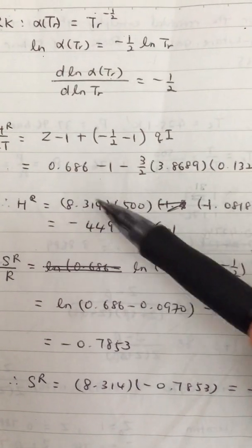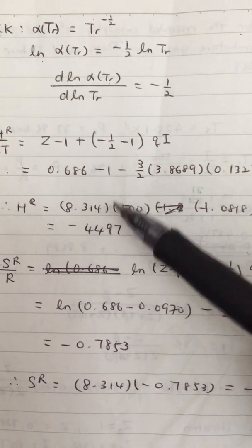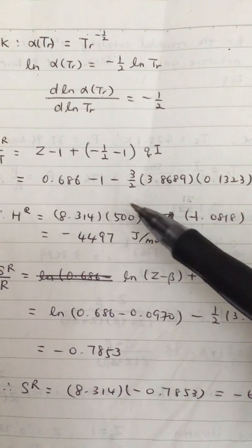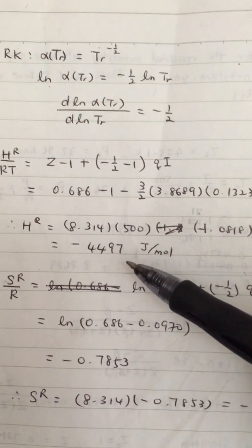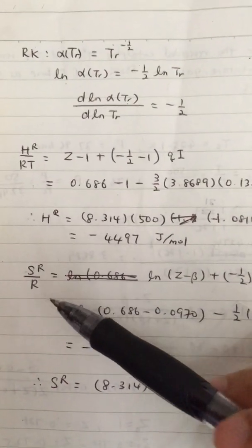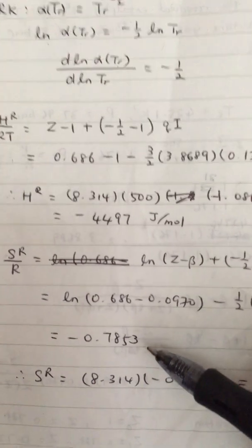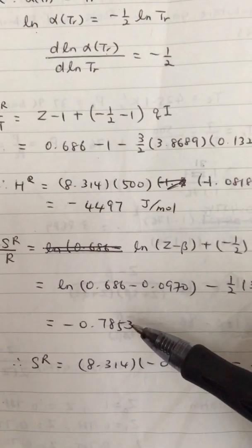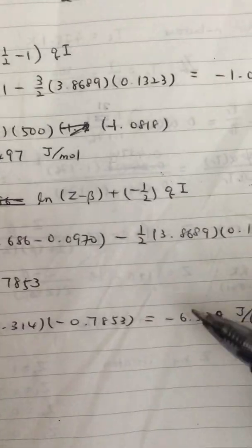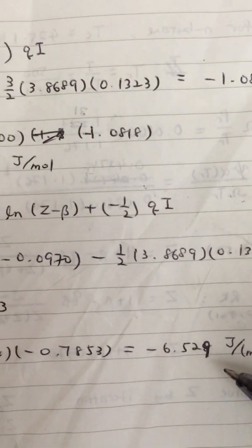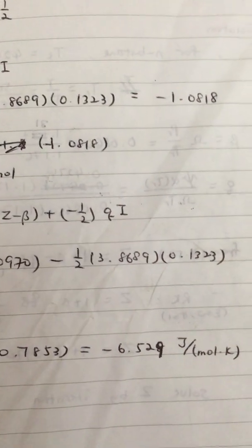Your R is 8.314 because this is in SI units, and the given temperature is 500. So this is the answer, negative 4497 joule per mole. For SR over R, also the same step, you just substitute the values inside and you get negative 0.7853, and for the final answer you need to multiply with R to get negative 6.529 joule per mole per Kelvin. So this is how you determine the HR and SR.